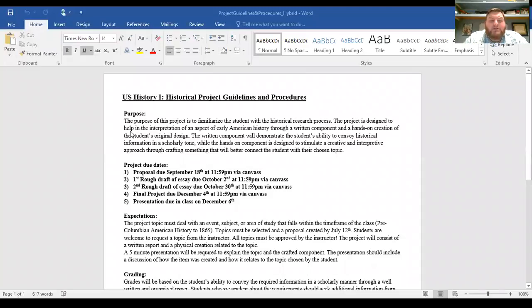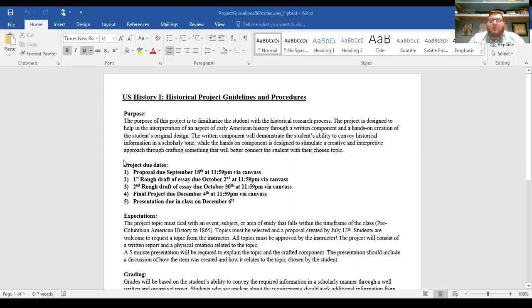The purpose of the project is to help familiarize you with the historical research process. It really is designed for you to interpret an aspect of early American history. So what I'm looking for is for you to pick a topic or an event that occurred or was going on between pre-Columbian history and 1865. So a very large area, but I want it to be focused in North America, and I want it to be something that you can tie into American history somehow.